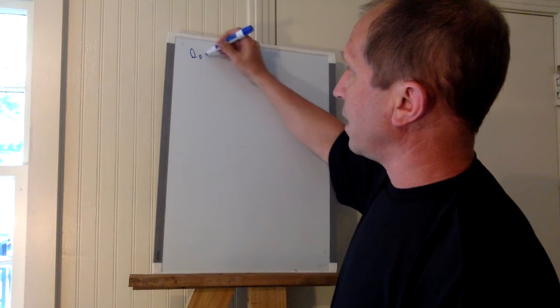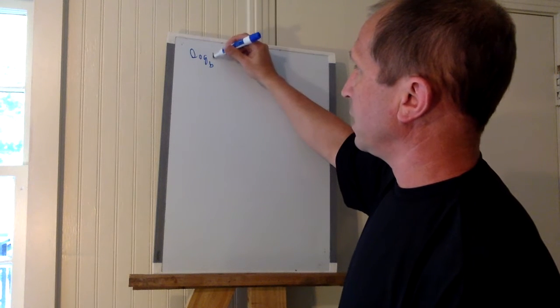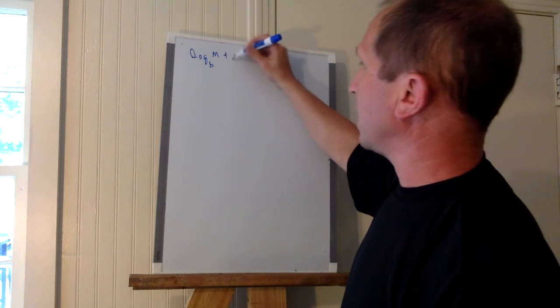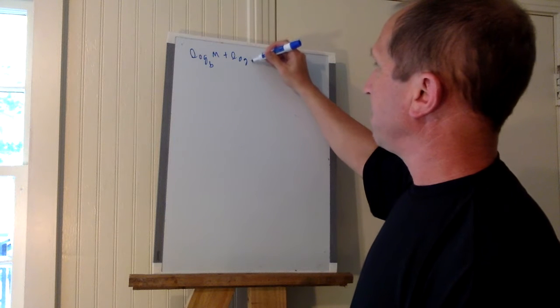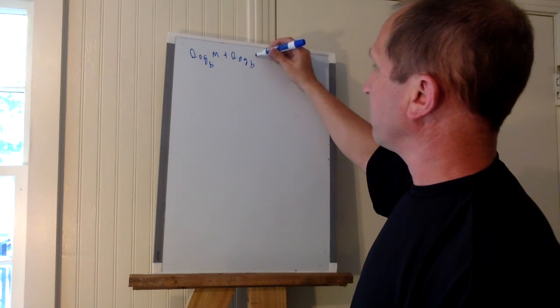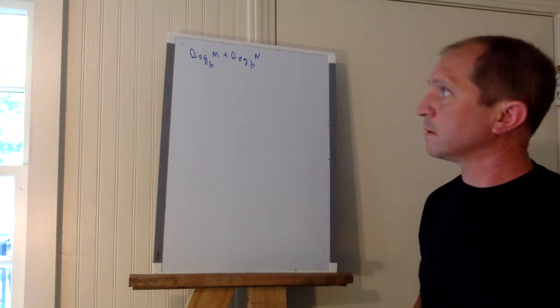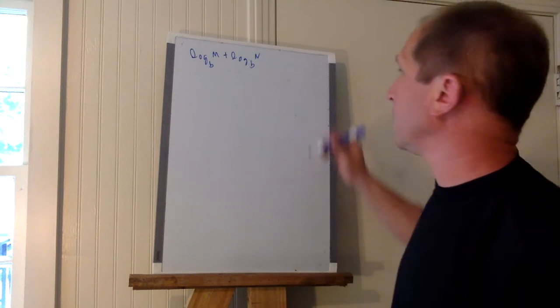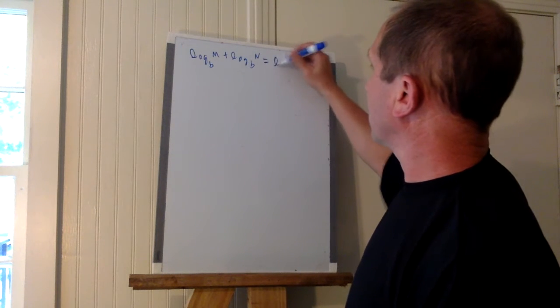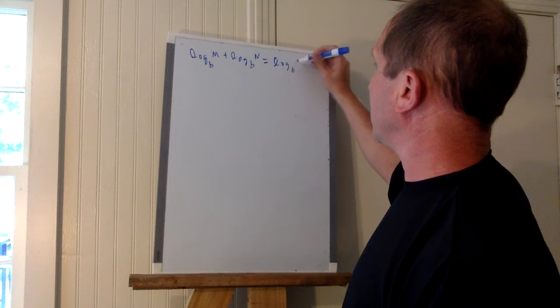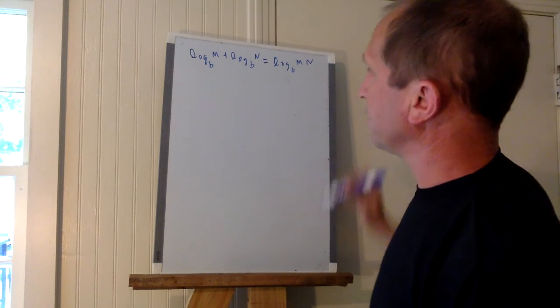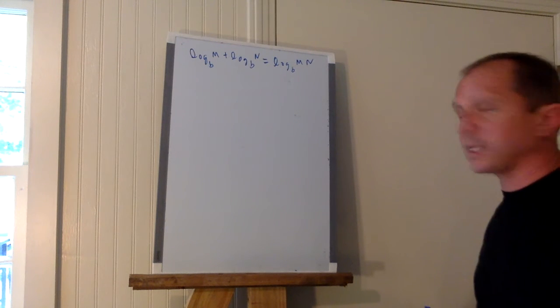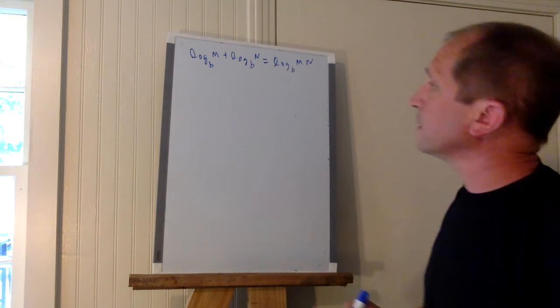If you have the log base b of m plus the log base b of n, that is simply equal to the log base b of mn. Let me give you an example of that here.